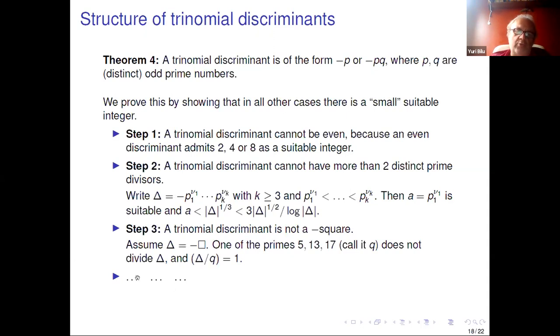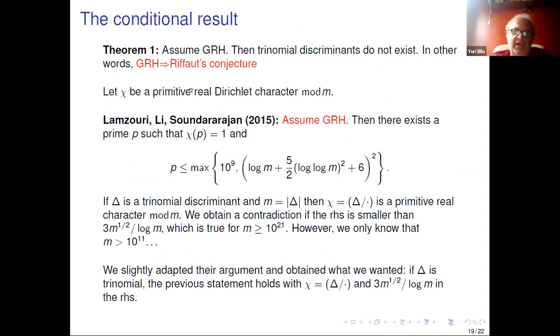Well, I don't show the other steps. On each step, the argument becomes more and more sophisticated. For the last steps, when we ruled out guys like P square, Q, or so on, it took already some pages, but we ended up with proving this using this sort of argument. And now on the basis of this result, we can prove that Riffaut's conjecture follows from GRH.